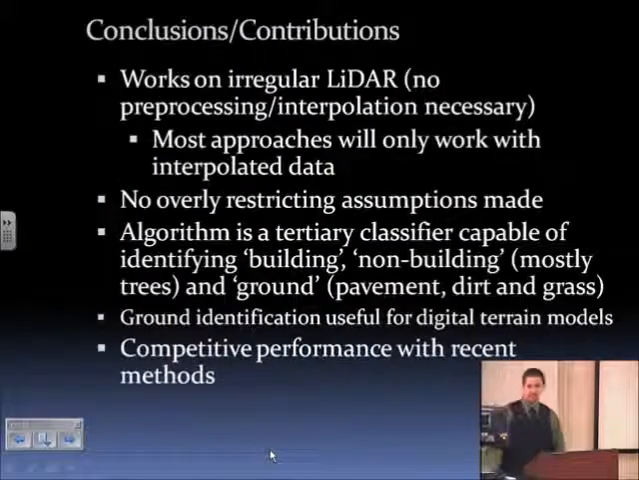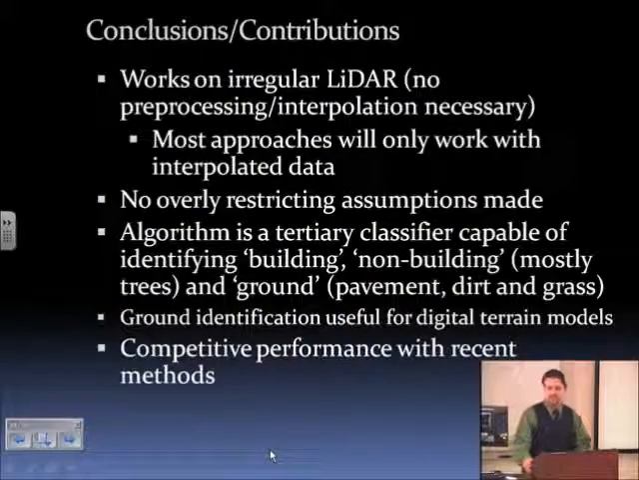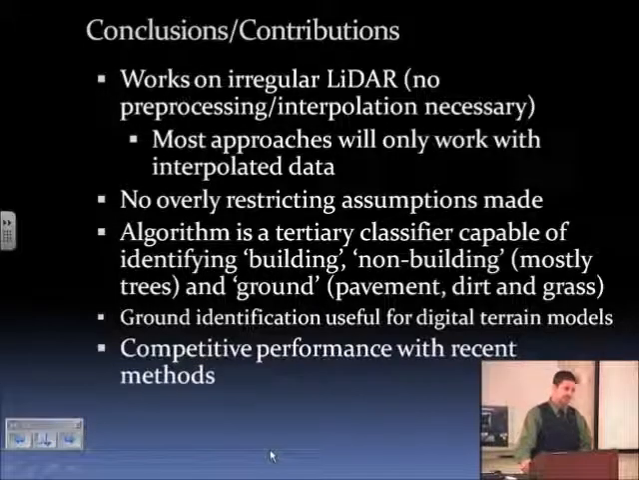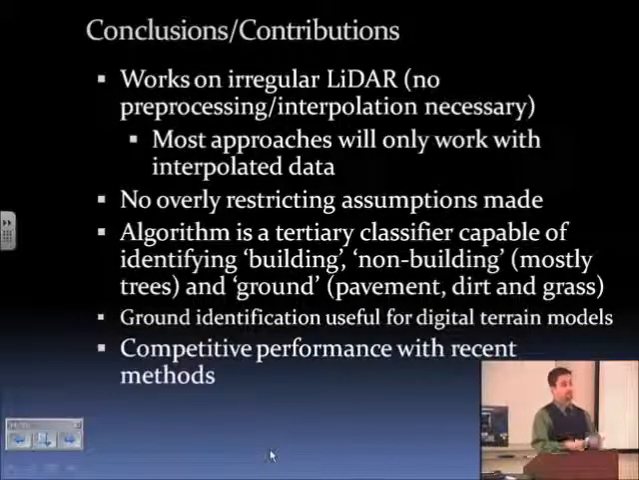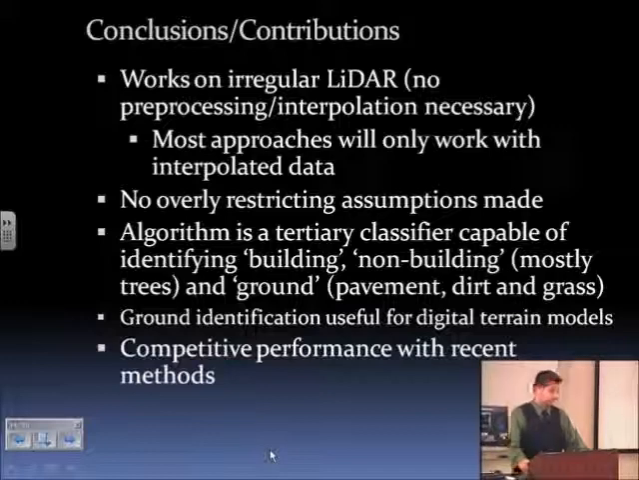So what have we done here? We wound up proposing a method that works off the irregular LiDAR data. There's no interpolation necessary, whereas a lot of methods will require the data be interpolated, introducing additional processing to accomplish that. There are no overly restricted assumptions being made about the buildings. We don't care about the size of the building, as long as the building arguably has a roof, has an area of greater than 40 meters squared, and protrudes from the ground by at least 1.5 meters, which winds up being about 9 feet, I think.